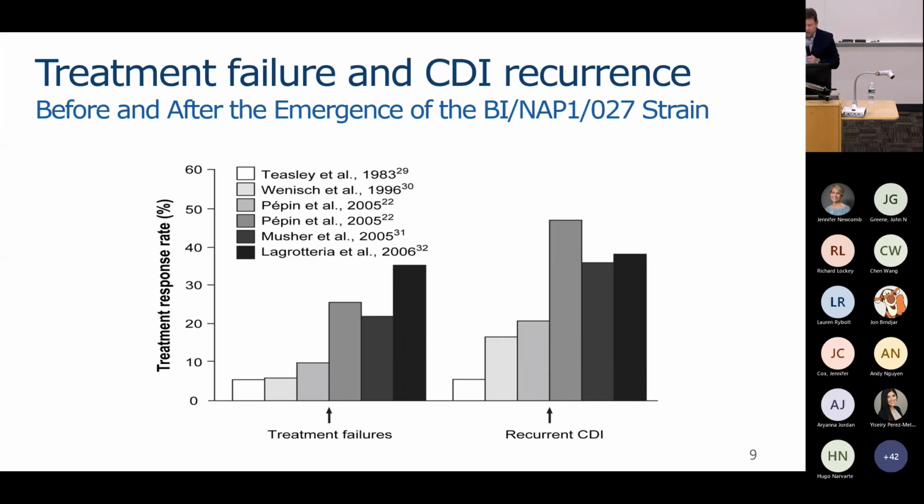If you look at several studies that looked at treatment failure before and after the emergence of those hypervirulent strains, where the arrow is, you can see that both treatment failure as well as recurrence have increased pretty dramatically, twice, sometimes even more than twice, as high as they used to be. So C. diff is kind of a dynamic infection. It's really funny, because if you talk to people who practiced 40, 50, 60 years ago, maybe we have a few in the room, I don't know.